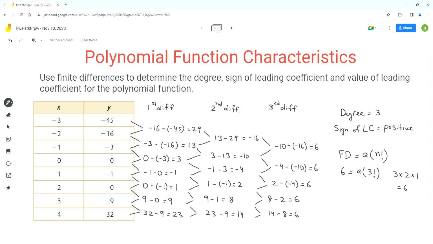So in the next step, we can write 6 equals A times 6. Now we have to solve for A, the leading coefficient. So we'll divide both sides by 6 to isolate A. The 6's on both sides cancel each other out. So we are left with 1 equals A, or A equals 1. So this is the value of the leading coefficient for this polynomial function.